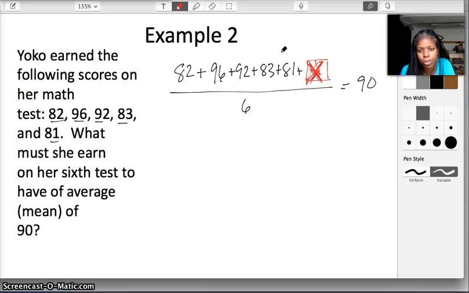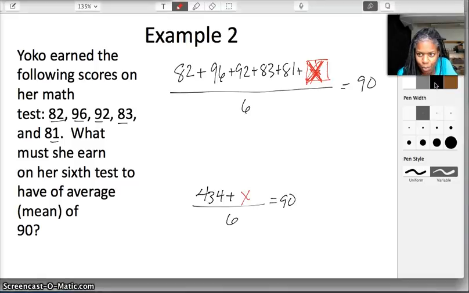So the first thing I'm going to do is simplify this by adding up all these numbers. Okay, so we've added those up, and we see that we have 434 plus X. So all of this is 434 plus X, over 6, is equal to 90.